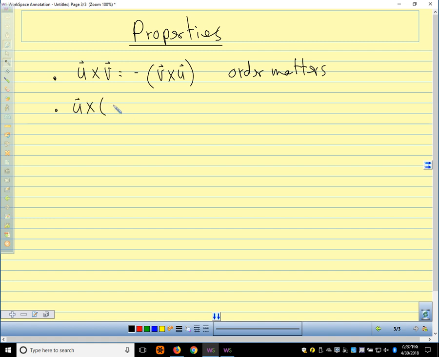U cross V plus W, we can distribute with this kind of multiplication as long as we keep the order the same. So that's going to be U cross V plus U cross W. If we're doing the cross, if U is in front here, it has to stay in front. We have to keep the correct order.